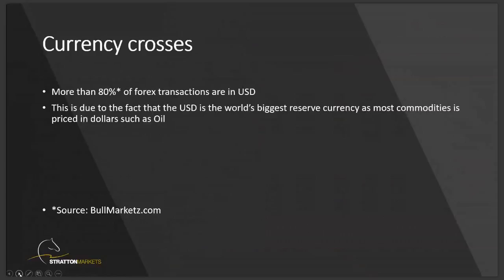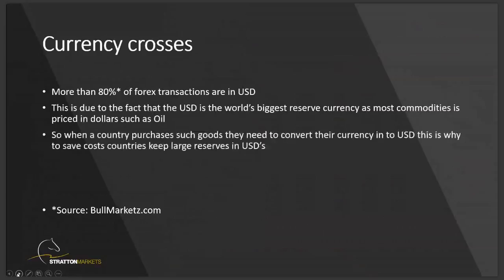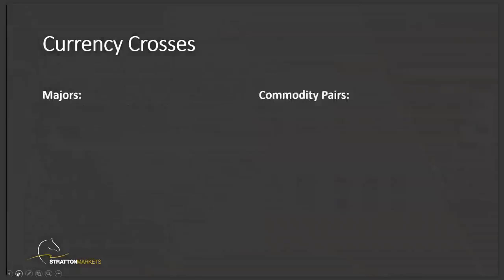Okay. Now, this is why, to save costs, nations in general hold a massive reserve of US dollars. Okay, so it saves them changing their own currency into dollars every time they need to buy commodities. They keep their own reserve to do it. And this is why, like I say, the majors are mostly all linked to the US dollar.